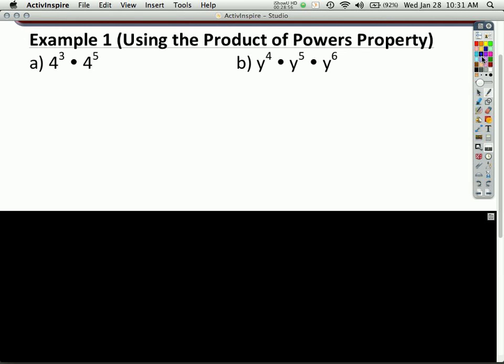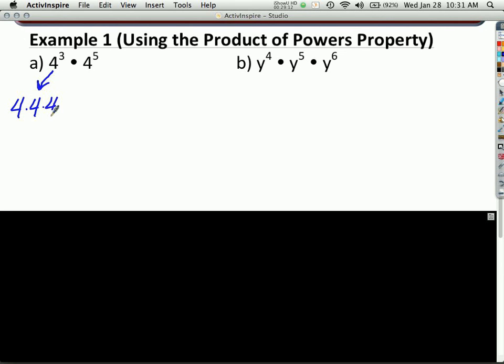Now, if we did not know the product of powers property, we could look at 4 to the third power times 4 to the fifth power and figure out how to write it as a power by simply using logic. 4 to the third power is 4 times 4 times 4. 4 to the fifth power is 4 times 4 times 4 times 4 times 4. And then there's this multiplication symbol in between them. And now do what Amani said earlier. Count the number of 4s. 1, 2, 3, 4, 5, 6, 7, 8. So this will be 4 to the 8th power.